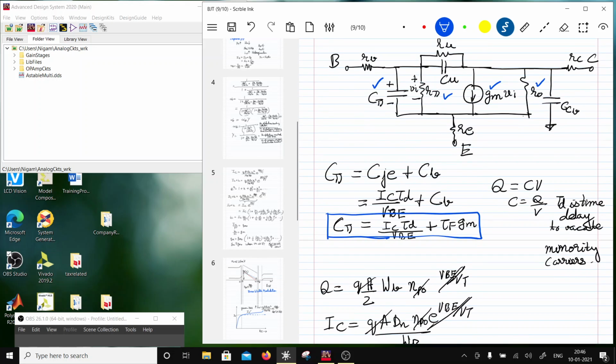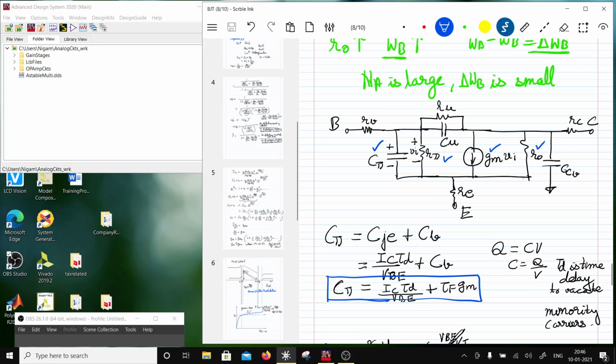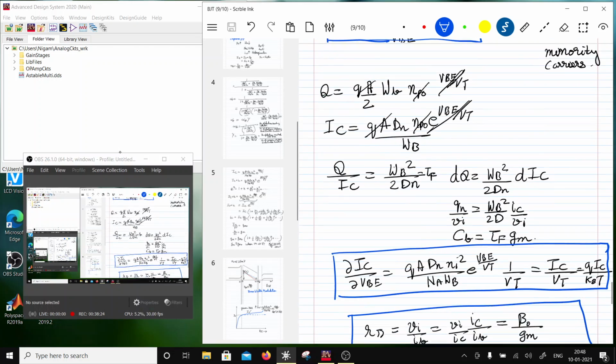Now what is going to be C mu, right? C mu and CB, that's what we want to find, and we want to find R mu. Okay, just 1 second. Okay, so R mu.